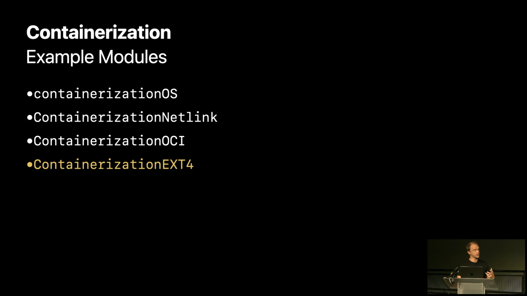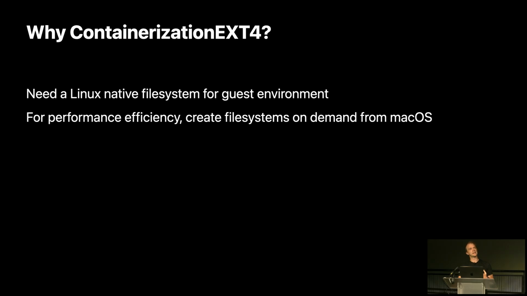And I'm going to focus on that one just a bit more and provide a quick example. Each of these are probably worth their own deep dive, but given the time budget, let's just go into this. First, why do I need containerization ext4? Why did we write it? Ultimately, we need a Linux file system for these guests to run in. And for performance reasons, we want to be able to do this on the fly from macOS. So traditionally, if you want to create a Linux file system and add contents to it, you'd probably be running in a Linux environment. We want to do it from macOS, and that's what we created.